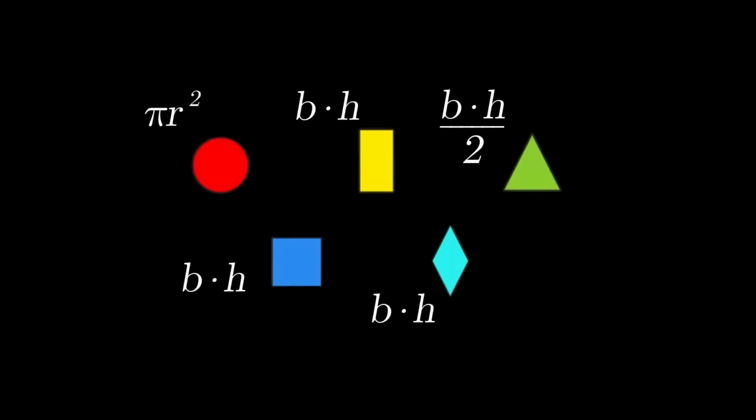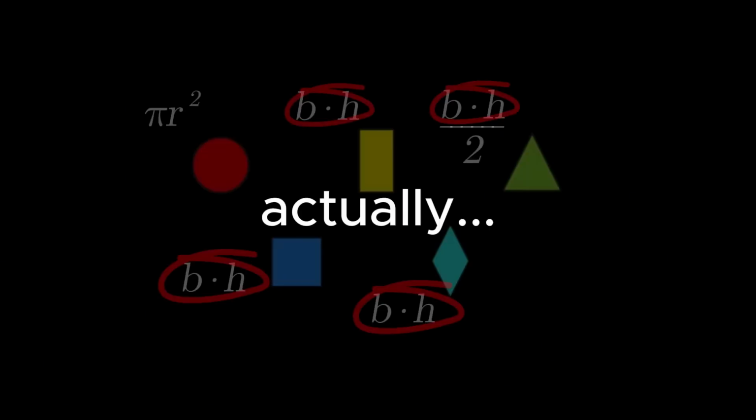Then measure the base and height and apply this formula. Area is measured in square units, and every shape uses the base formula b times h. Actually, that was kind of a lie. The circle uses its radius squared times pi, but you get the idea.